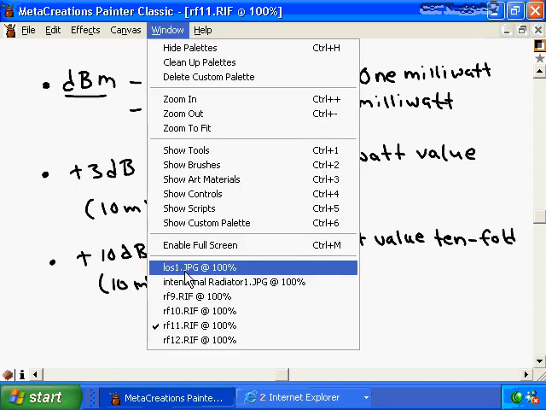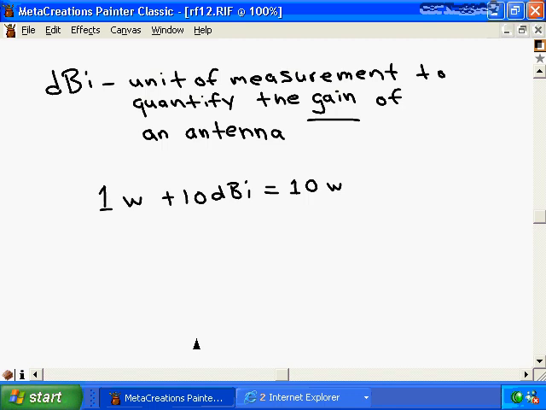Let me bring up another whiteboard and show you what I mean. The gain of an antenna is represented as dBi. So for example, if we were to apply a 10 decibel or a dBi gain to 1 watt, that would provide a 10-fold increase, or 10 watts.